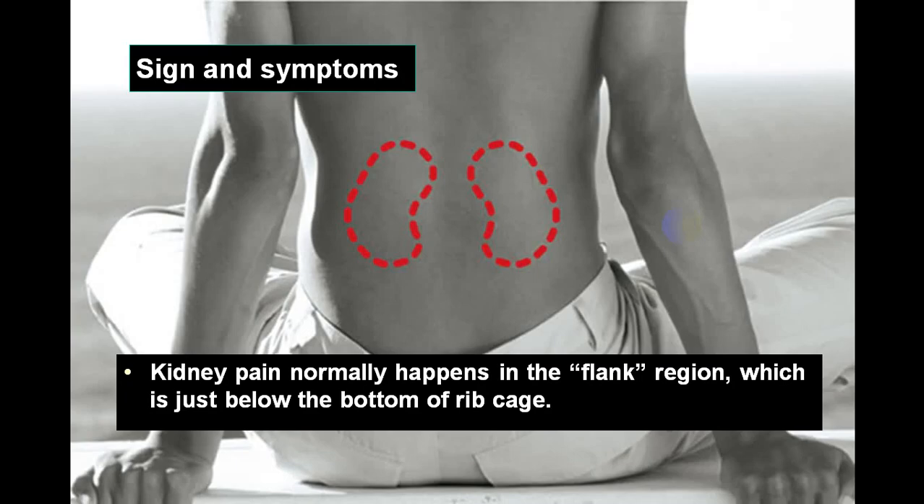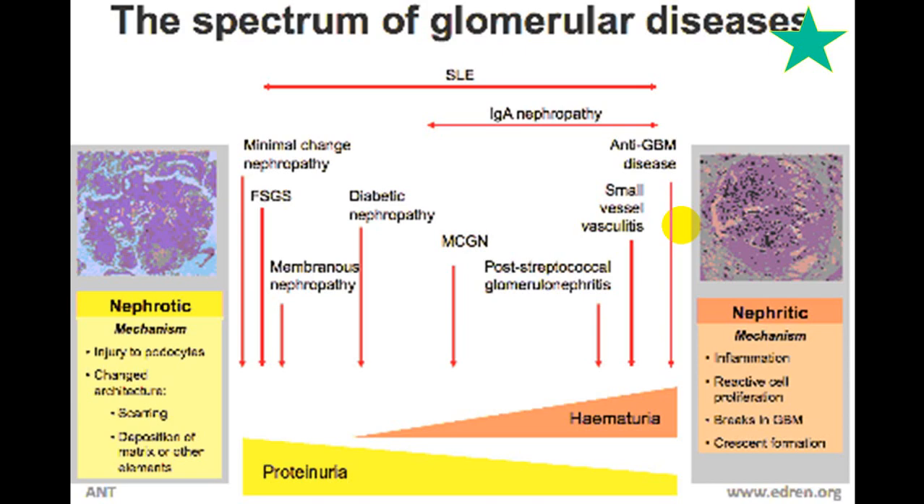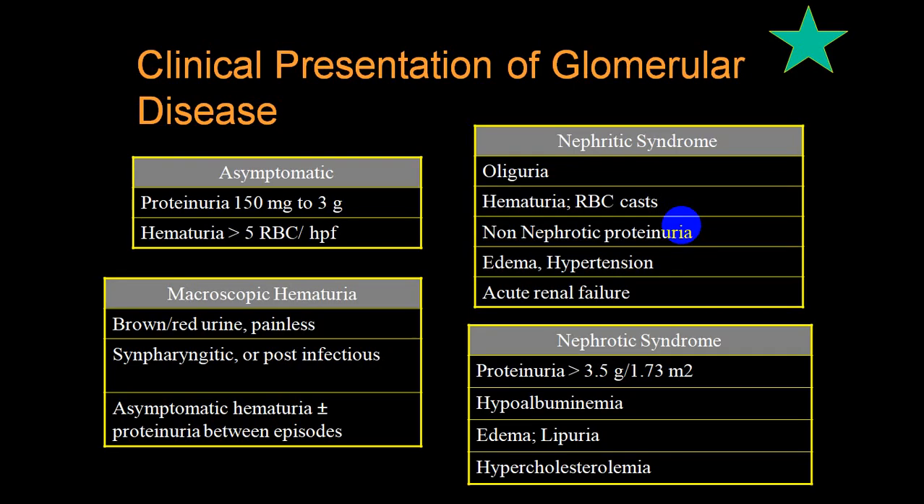This is a figure showing the pain in the lumbar region, or what we call the flank region. This spectrum I have already discussed before, so you can have a presentation as a nephrotic variety or a nephritic variety. Now we'll go through the small groups. In the asymptomatic group, the person will hardly have any symptoms. Mainly it presents as proteinuria, which can be microscopic or overt, and hematuria, again a microscopic variety. Because of this, the person is usually asymptomatic.